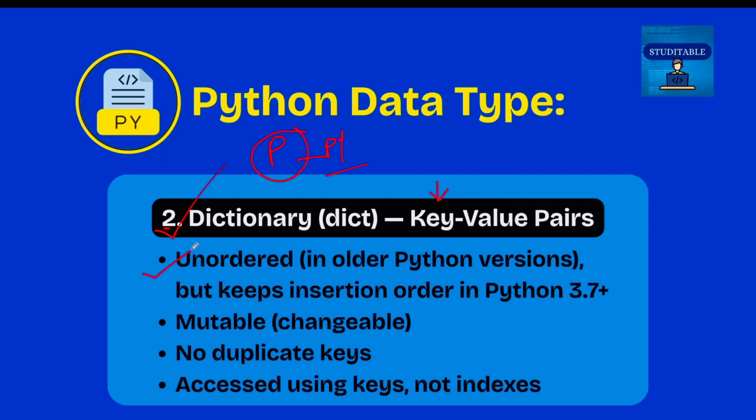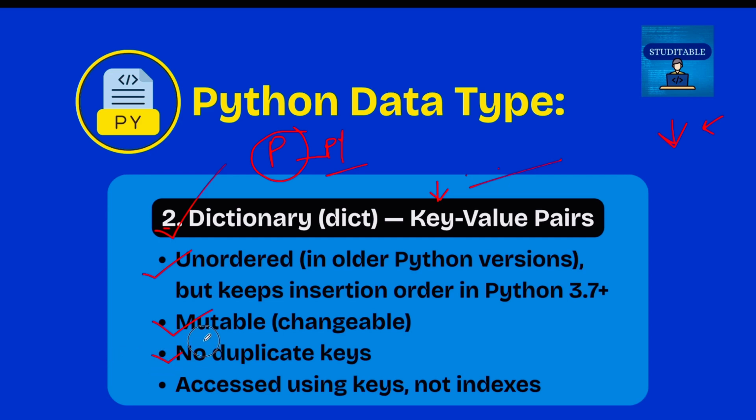So this is unordered in older Python versions, but the newer one keeps insertion order, and as you insert keys, the order is maintained. Earlier it was unordered, but now the order is maintained. It's mutable, which means this is also changeable like a list. So in a list, if you want to remove something, then we can remove, and if you want to insert a new value, then we can also insert. Same as dictionary. Dictionary is mutable, it's changeable. So if you wish to remove a key value pair, we can do that, and if you wish to insert a new key value, then we can do that as well.